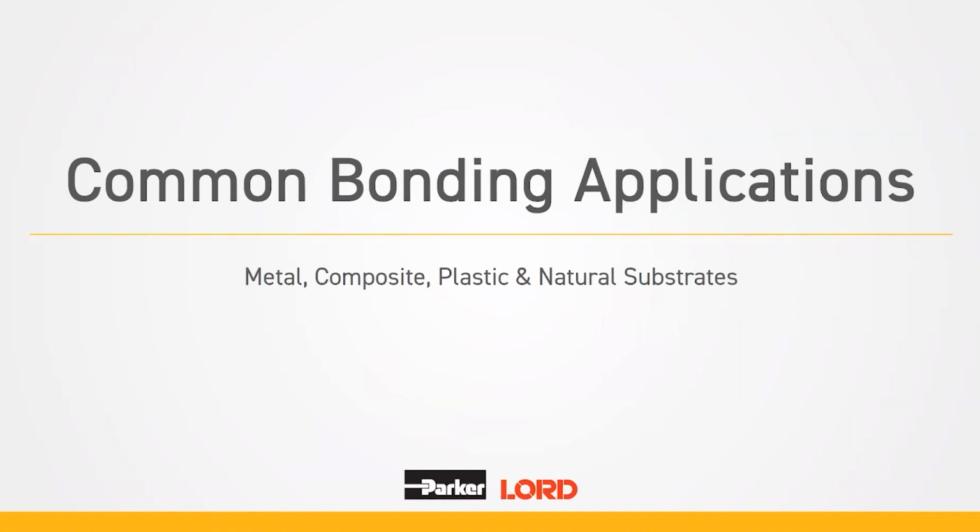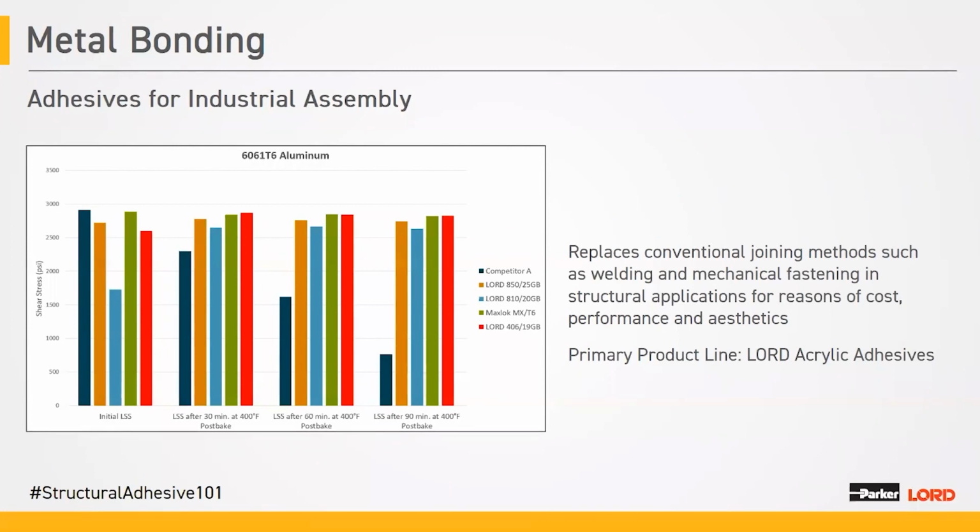So now we've talked a little bit about the applications and the products that Lord might offer, the adhesive systems. I'd like to talk now a little bit about common bonding applications, be they either metal or composite, plastic, and maybe even some natural substrates. So in this first slide, I'm going to talk a little bit about metal bonding. Lord Corporation helped design some of the first chemistries to bond metal, and we think we've offered some very good solutions to the industry. So here's an example where we're replacing typical conventional joining methods such as welding or mechanical fastening.